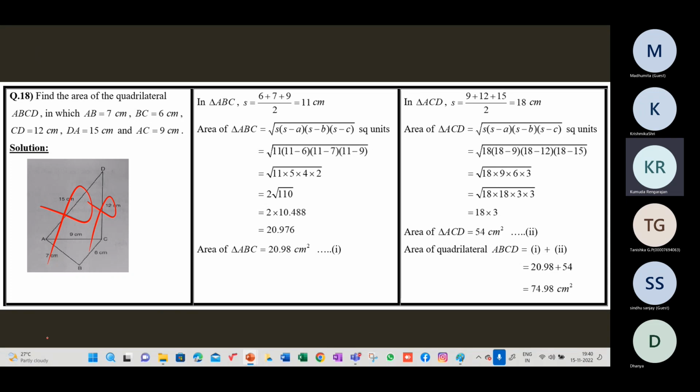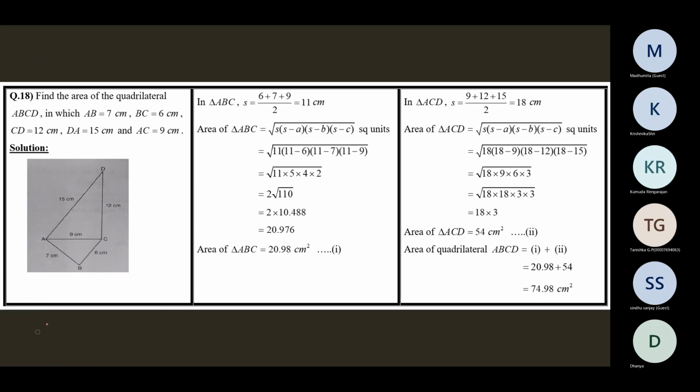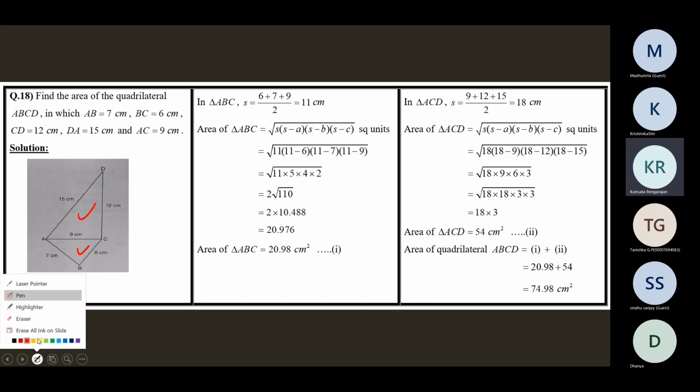So we have found the area of the triangle ABC, this one. Then we found the area of the triangle ACD, this one. It won't be the same, children. In the rhombus, we said whatever is the area of this triangle is the same as the area of this triangle. That's only in the rhombus. Here you can see the sides are different.